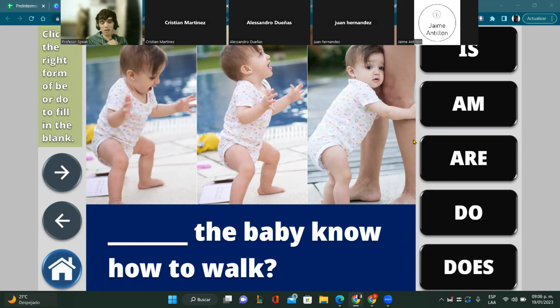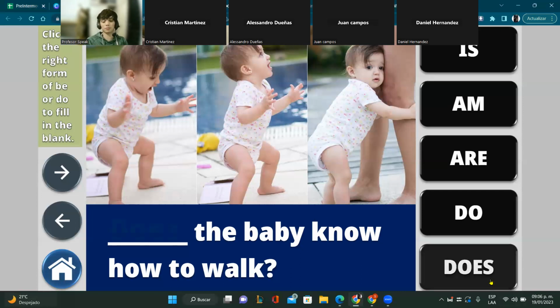No, that's not the main verb. Remember, the main verb is always next to the subject. Know is the main verb because it is next to the subject. So in this case, we have a second verb. Can we use is the baby know? Can we say that? Do the baby know? Does. Does the baby know how to walk? So that is the reason that we're doing this practice, for you to get used to this.